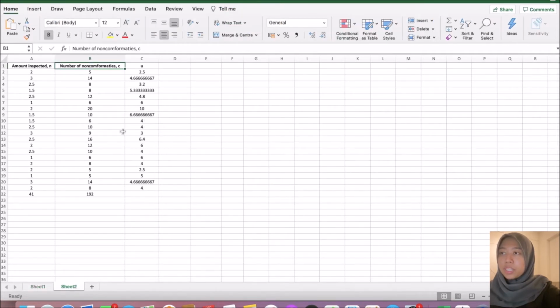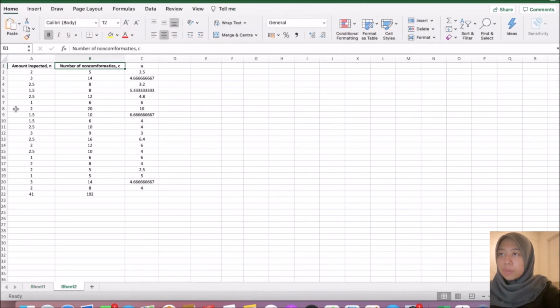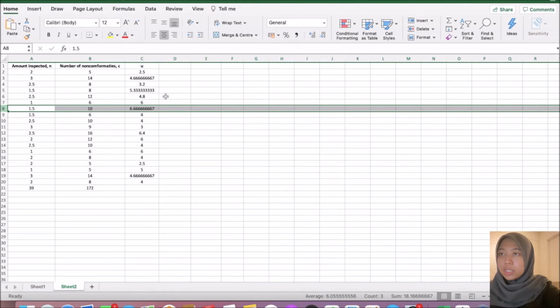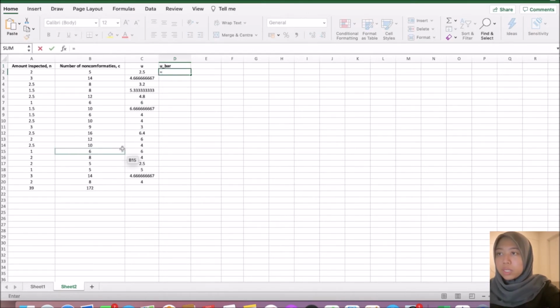Okay, so to do the revised chart, what we need to do is eliminate sample number 7, but in this case it's number 8, so we delete this. Okay, delete. So we need to redo the U bar. Because the total of nonconformities and the total amount inspected have changed, we need to redo the U bar. U bar is the total of C divided by the total of N. So we get the U bar, and then just copy them.